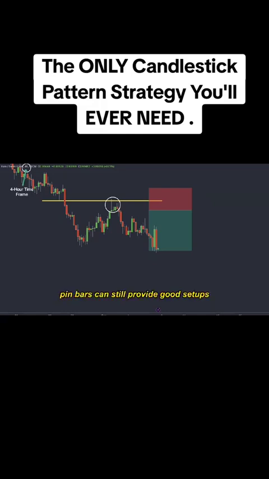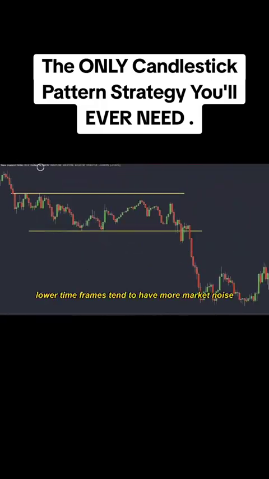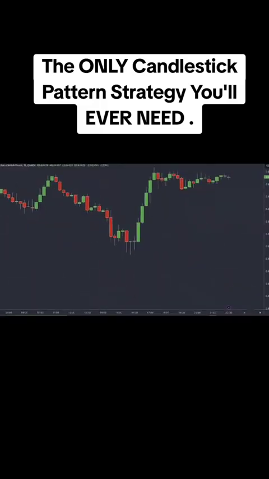On the 1-hour chart, pin bars can still provide good setups, but they come with more risk. Lower time frames tend to have more market noise, meaning short-term fluctuations can lead to false signals. Price action on lower time frames is more reactive and can mislead you into thinking a pin bar is signaling a reversal when it's just a minor fluctuation in a broader trend. For this reason, it's generally better to avoid pin bars on time frames lower than the 1-hour chart, as these tend to be less reliable and require extra confirmation with other indicators. Focusing on the daily, 4-hour, and 1-hour time frames will improve your chances of success by providing more accurate and meaningful pin bar setups.